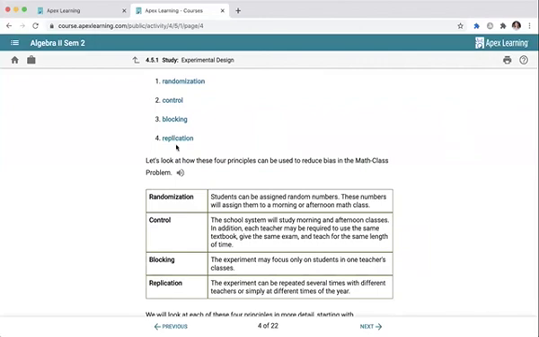All right, and then replication. Obviously, we need repeats, and we'll talk a little more about how you know how many repeats you need. But replication is key here.